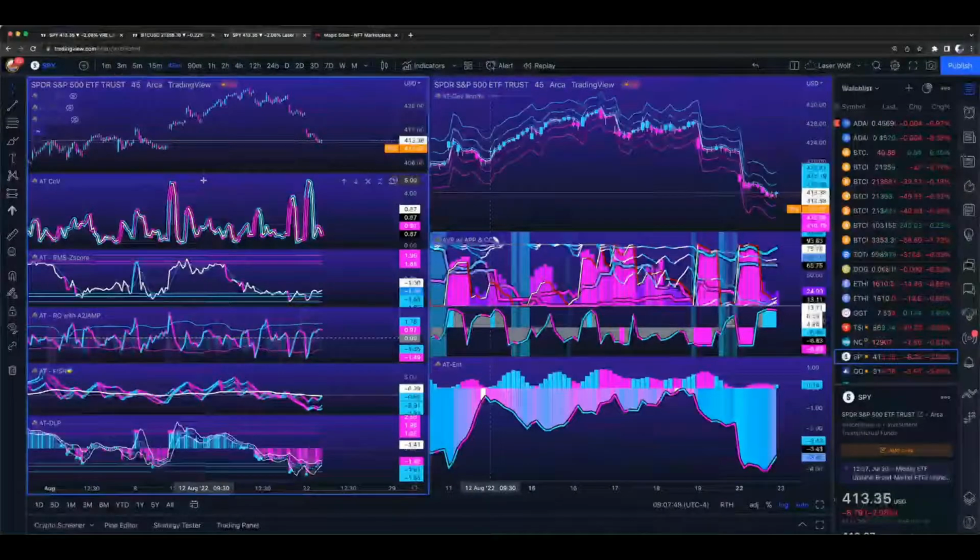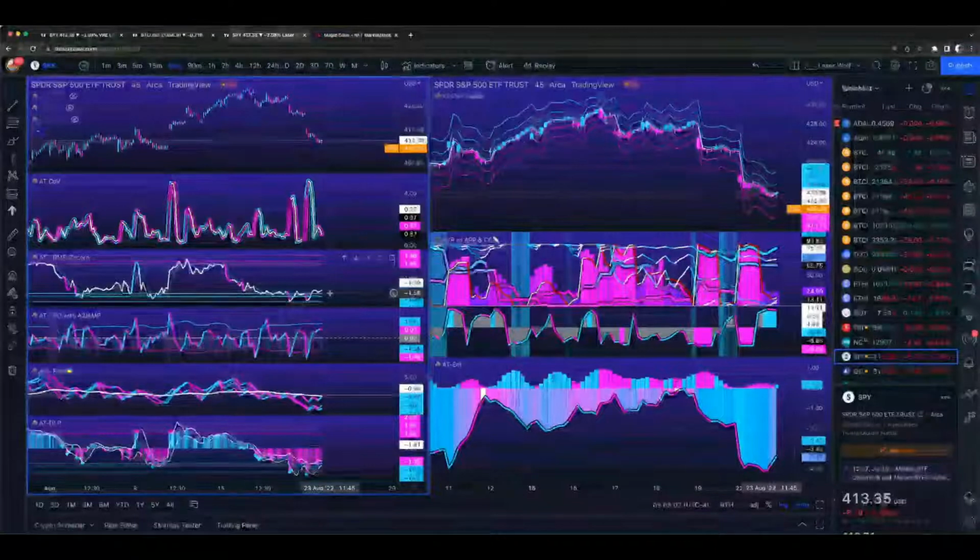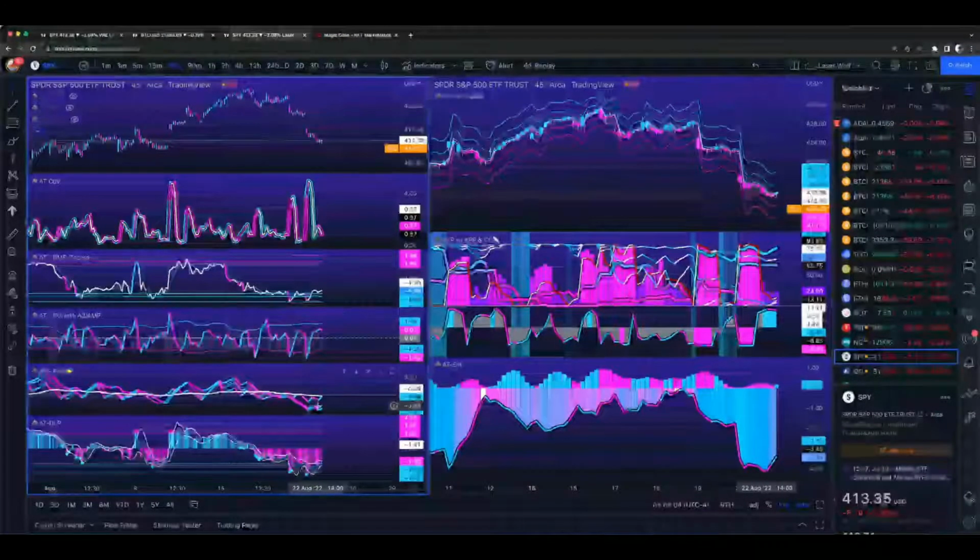Yeah, actually. There is. There's bull div for sure. And you're getting a nice bounce off this 90% confidence interval here. Yep, yep. Bull div. Bull div on everything.